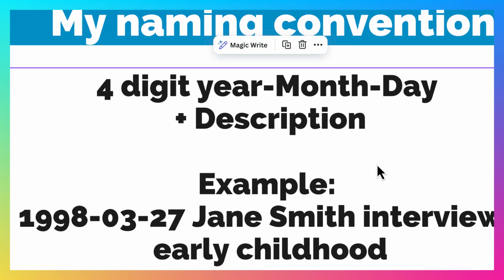Today, this is my naming convention, and I'll tell you why it works. So I start with the 4-digit year, hyphen, 2-digit month, hyphen, 2-digit day, and then I add a description. So an example would be from an old interview. It might be 1998-03-27 Jane Smith interview, early childhood.